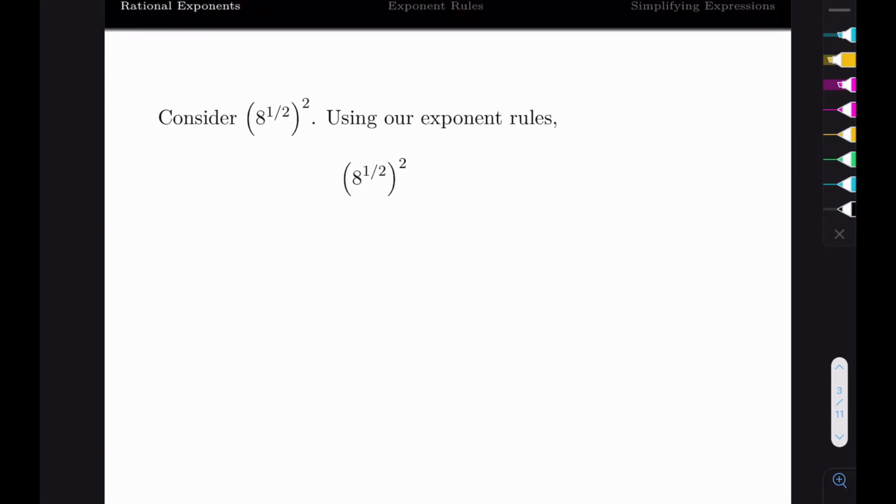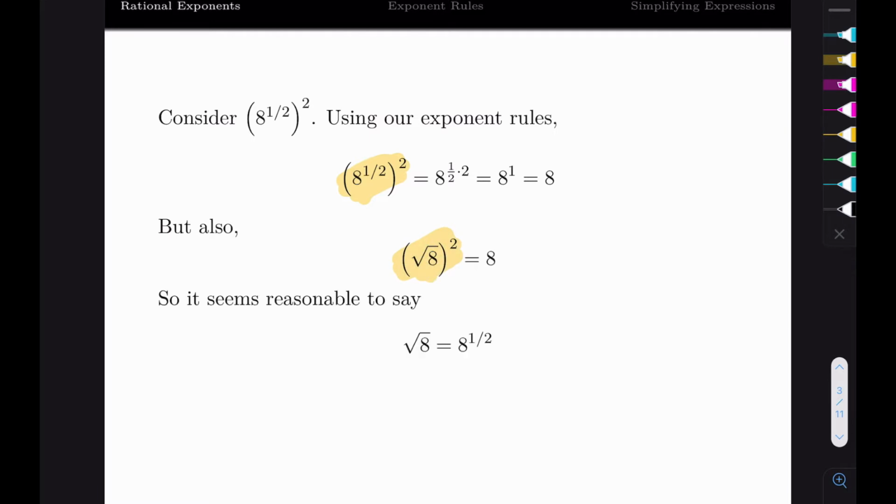Okay. So let's consider 8 to the 1/2 power. Using our exponent properties, if you take a power to a power, that just means you're going to multiply the two. So 1/2 times 2 gives us 8 to the first, which just lands us with 8. But what we've also learned is that our square and square root cancel each other out. So if I take the square root of 8 squared, it lands me right back to 8. So both of these expressions land us with exactly the same result. So it seems reasonable to say they're equal to each other.